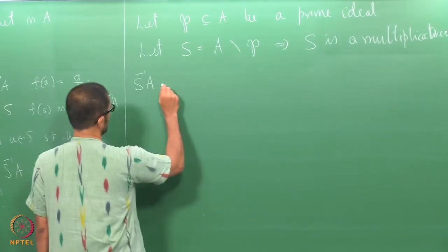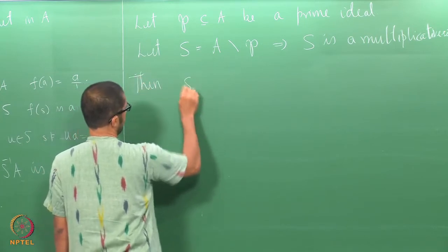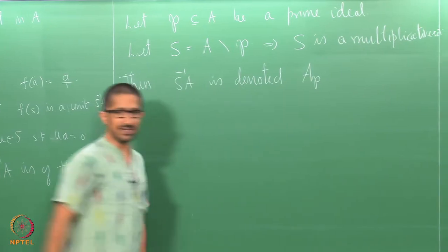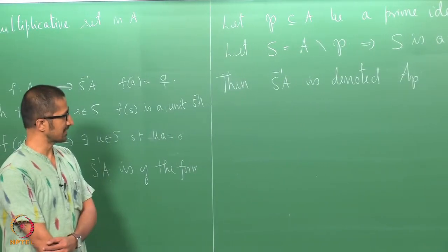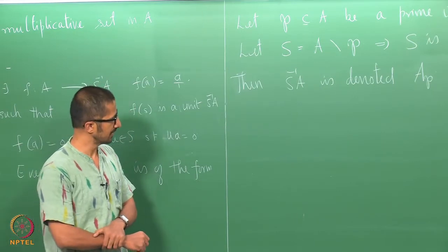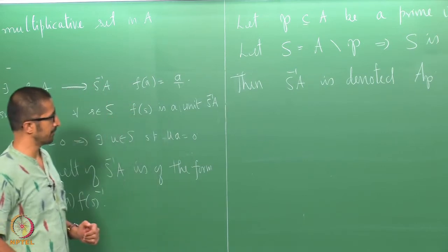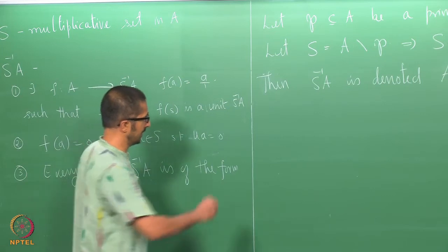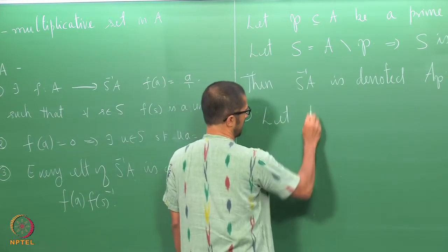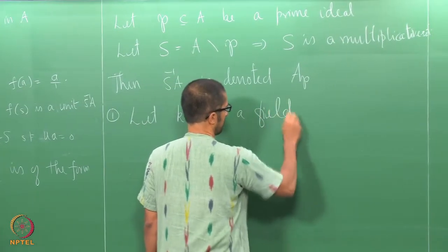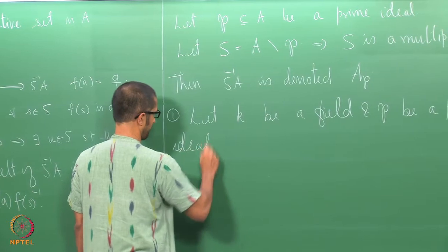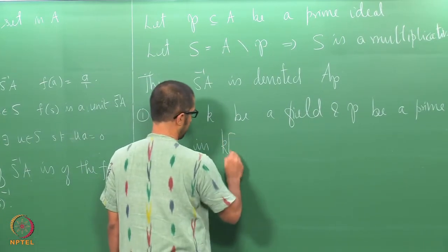So, S inverse A is also denoted by A_P, A localized at P. So, this is a very important ring, localization at prime ideals. Okay. One instance that I can immediately talk about is, suppose I take K to be a field and P to be a prime ideal in K[x1, ..., xn].